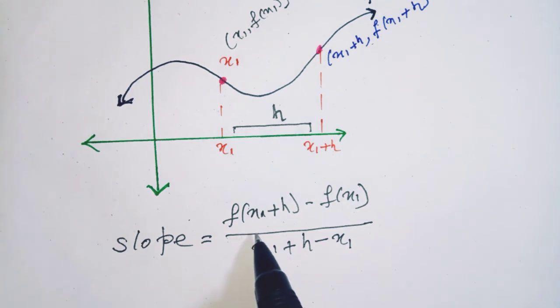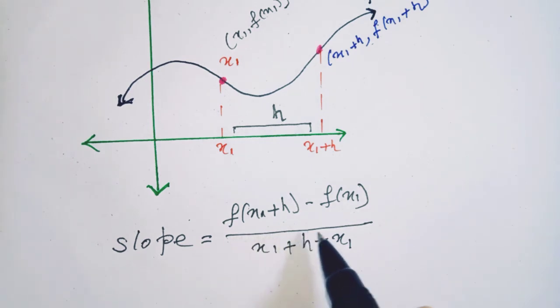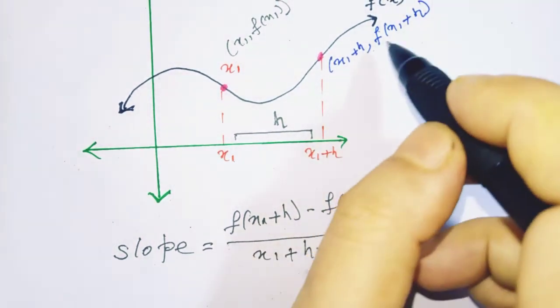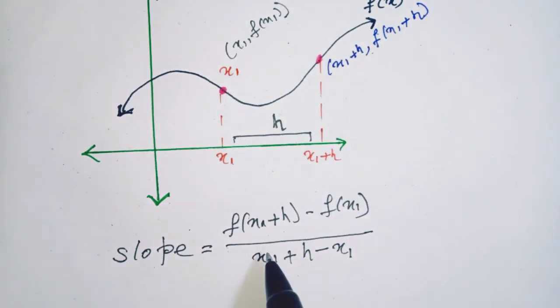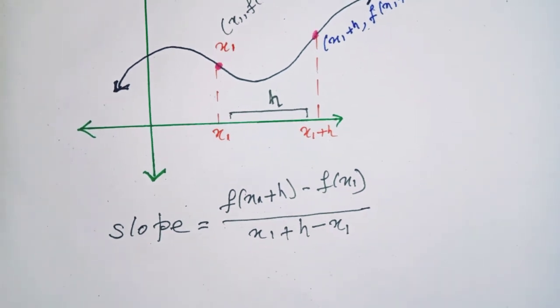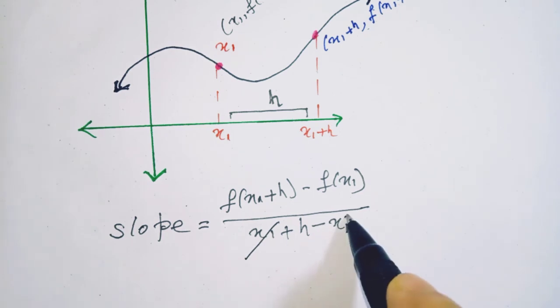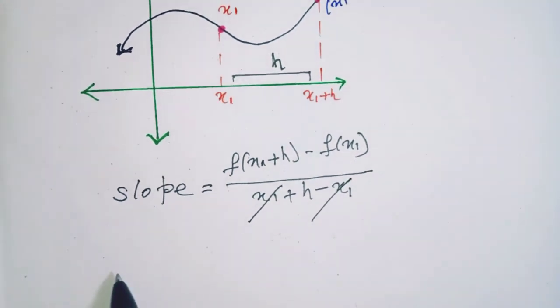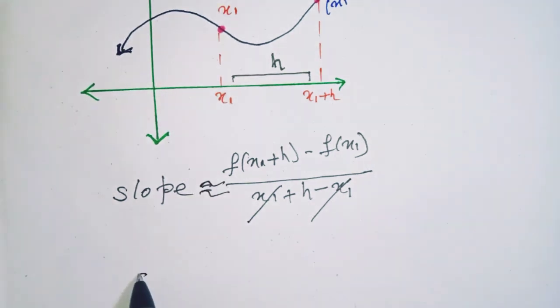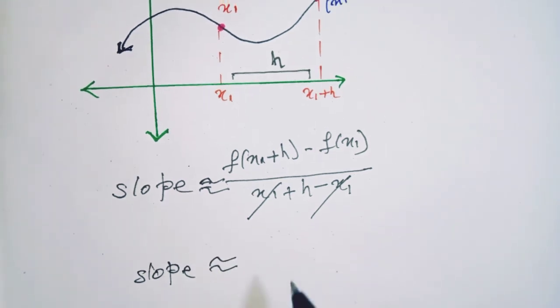So this one is y2 minus y1, that is f of x1 plus h minus f of x1. This is y2, this is y1, which we have put, whole divided by x2 minus x1, where x2 is x1 plus h, and minus x1. So things become clear. Now if you solve it out, you will see that these two x1 get cancelled out, right? And then we write this slope, I should not use equal, it will be equivalent, it is not equal, because we don't know.